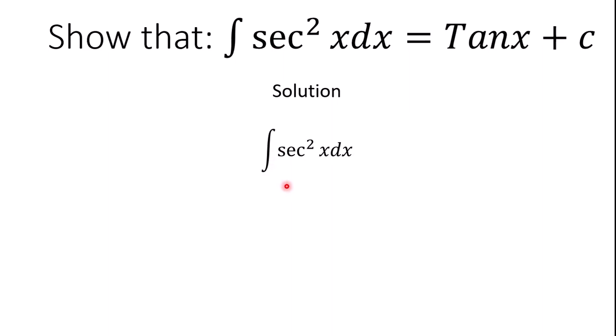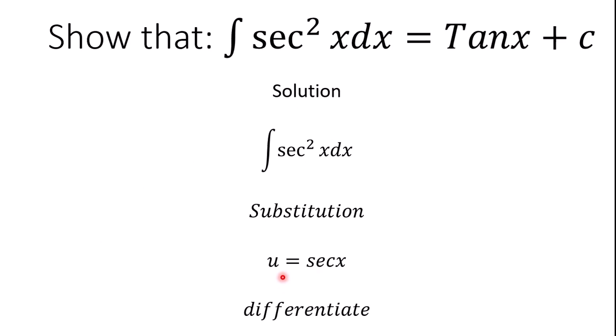Now here we are going to do substitution. We will let u equal secant x, then we differentiate. So u equals secant x. Now when you differentiate this one, we are going to get du is equal to secant x tangent x dx.